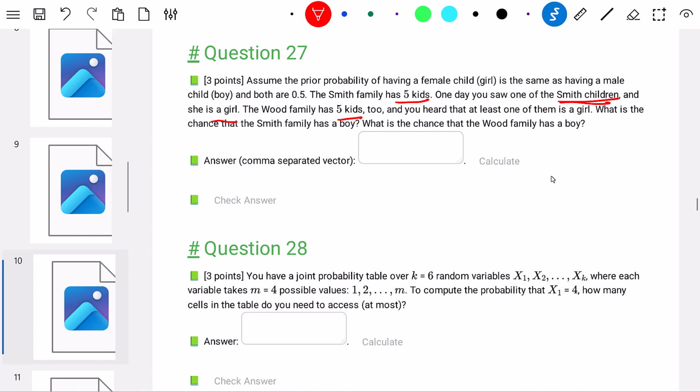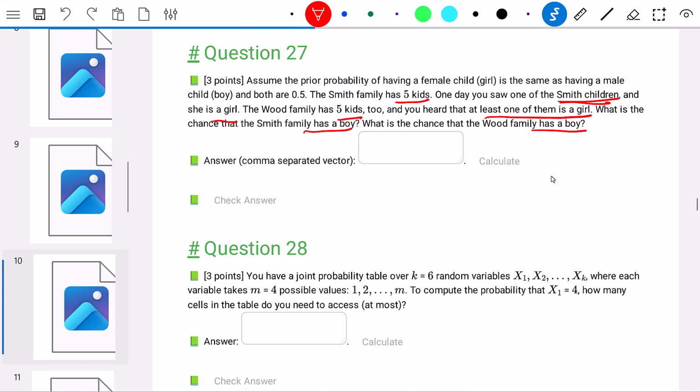And for the other family, you only know that at least one of them is a girl, but you don't know which one. So you haven't seen a particular child being a girl. So the problem here is, what is the probability that each of these families has at least one boy?